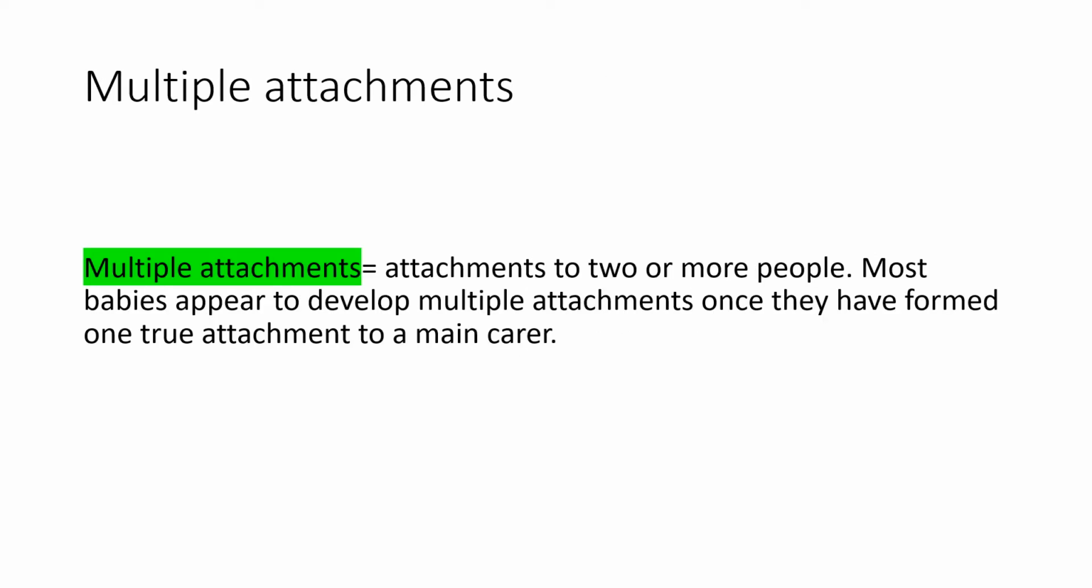Okay, so what is a multiple attachment? This is an attachment to two or more people, and most babies appear to develop multiple attachments once they have formed one true attachment to a main caregiver. So once they've formed a specific one, they then go on to develop multiple, and that's what happens in most cases.